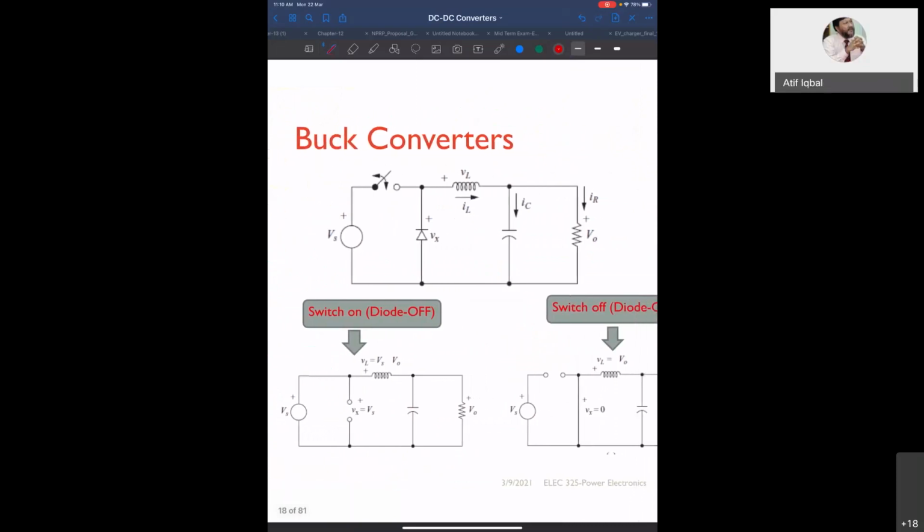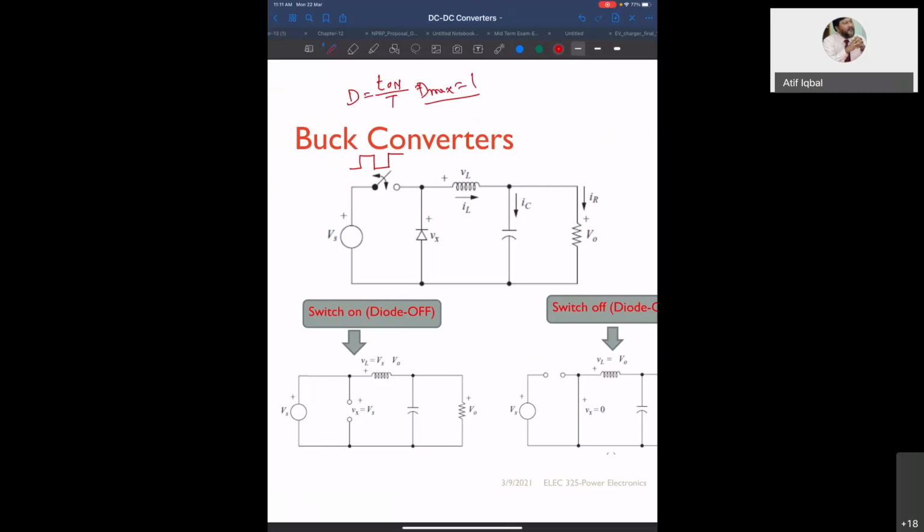Now let us see the operation of the buck converter. This is the switch, and you turn the switch on and then off. The time for which it is on with respect to the total period is called the duty ratio. So the duty ratio can be maximum equal to 1. Dmax can be equal to 1.